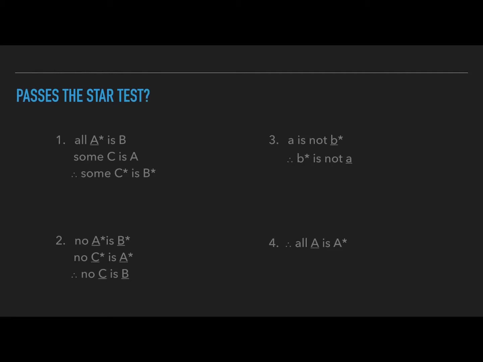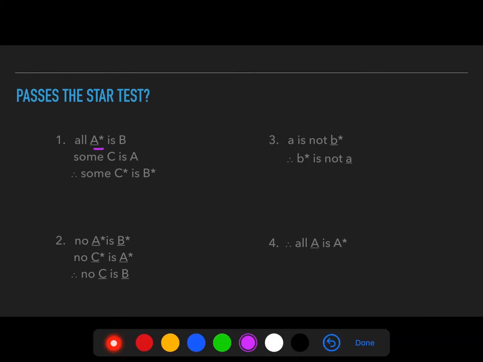So what we've got to do is make sure, looking at number one, every capital letter is starred exactly once. And yes, we have A starred once, C is starred once, and B is starred once. Okay? And then moreover, we have exactly one star on the right-hand side. So it passes the star test, and therefore it's valid.